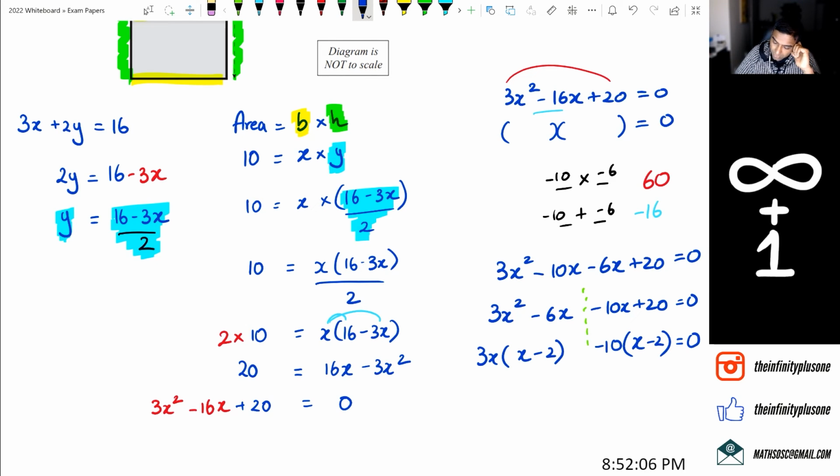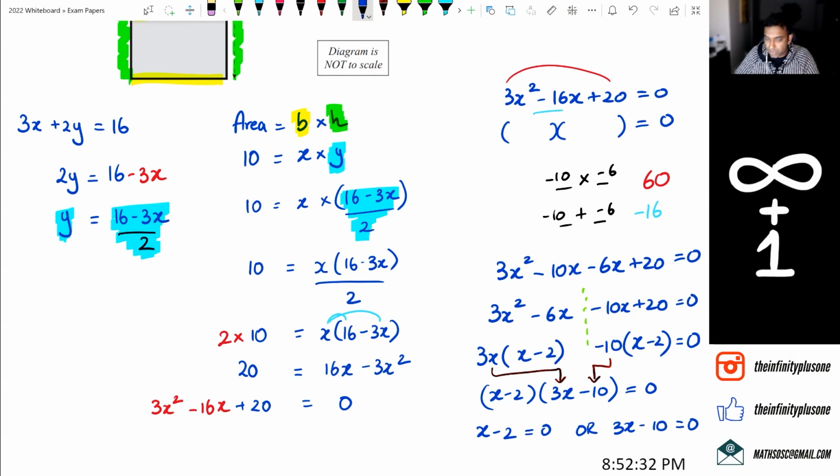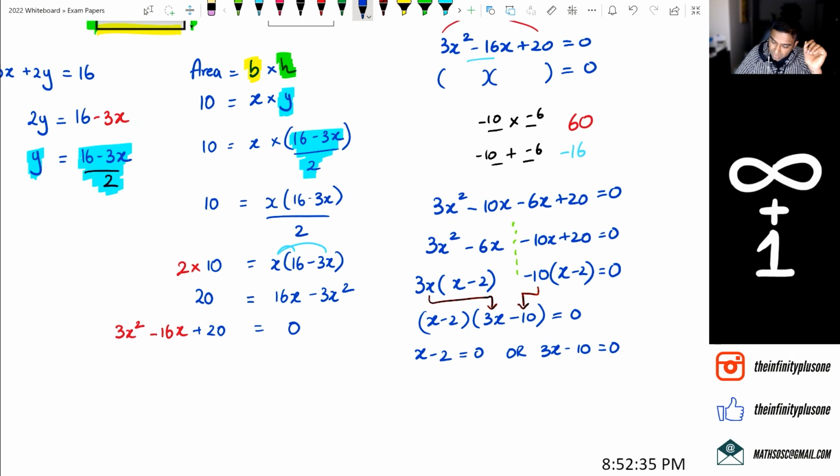So what have I got here? I've got x minus 2 in one bracket, and in the other bracket I've got 3x minus 10 equals 0. By the way, 3x is from here and the minus 10 is from there. Now I've got two of these brackets equal to 0, and I've got to solve them. So I've got x minus 2 is equal to 0, or 3x minus 10 is equal to 0. In my first case, x is equal to positive 2. In my second case, the negative 10 goes to the other side and becomes positive 10. Then x is equal to 10 over 3.